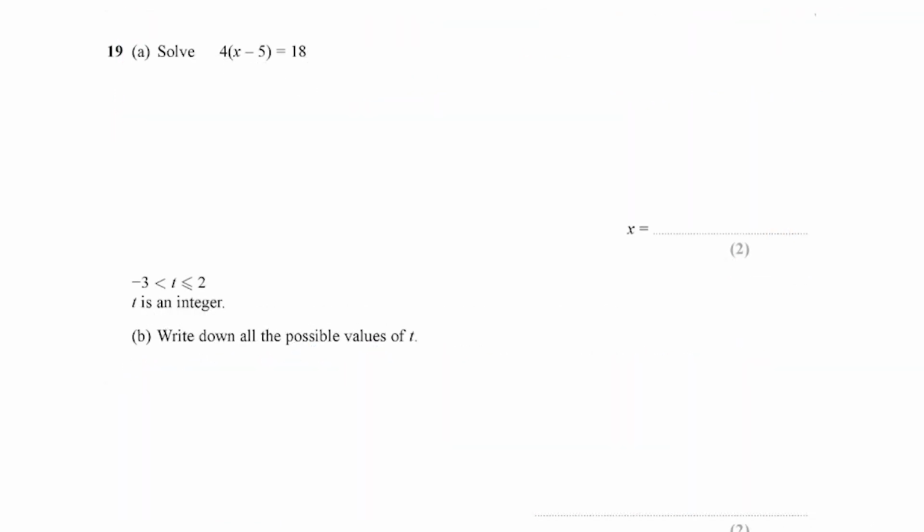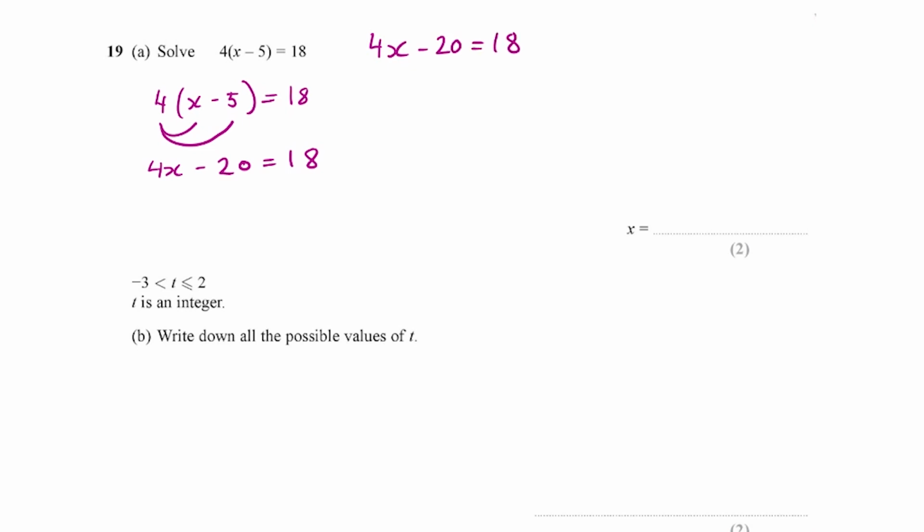Question 19, solve 4 brackets x minus 5 is equal to 18. First thing with this, when I come across an equation with brackets, almost always the sensible first thing to do is to expand those brackets, or multiply out those brackets. So I've got 4 times x, which is 4x, and then I've got 4 times negative 5, which is negative 20. Or you could think of it as you're just taking away 4 times 5. Either way, we end up with 4x minus 20 is equal to 18.